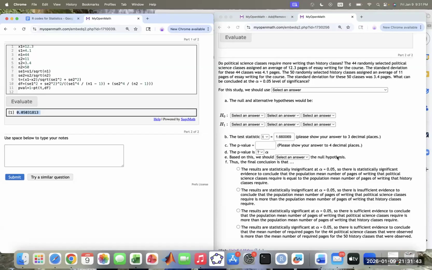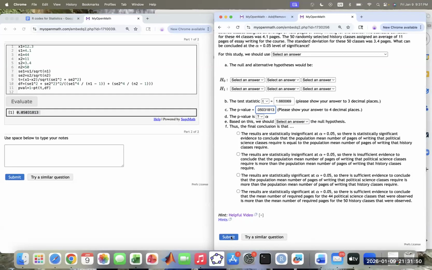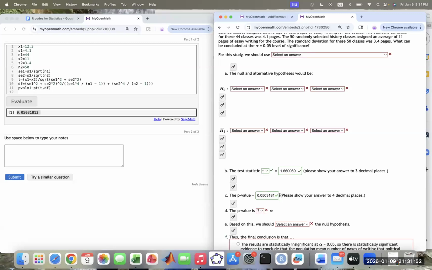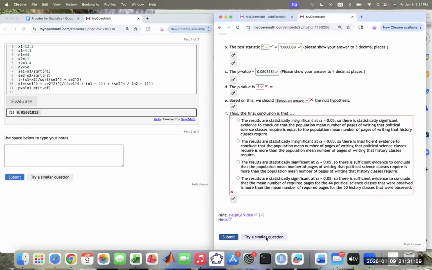So I copy it for this part right here. Yes. I submit, I should have this part correct. So part 3 is correct, okay. And let's try to get a different one to see how it goes here.